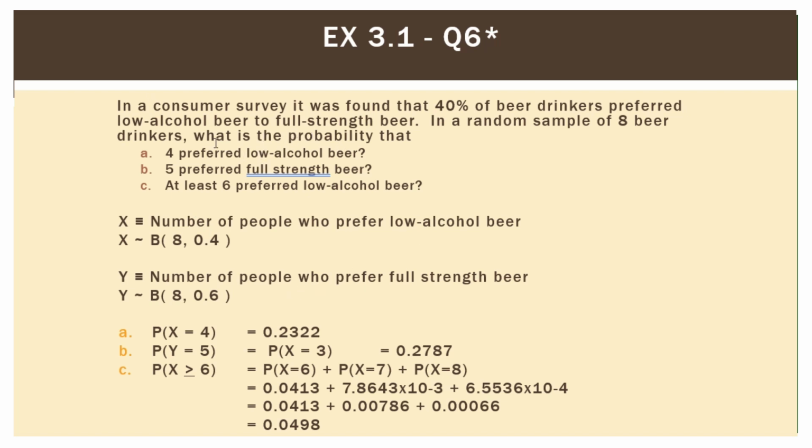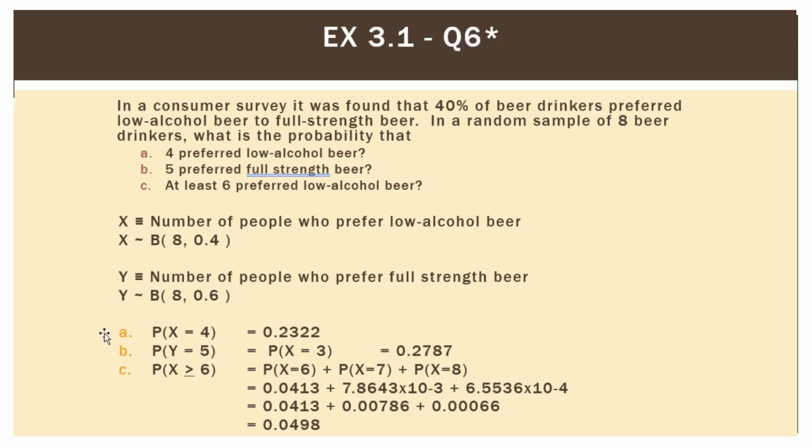Number of people who prefer full strength beer. So you have two events here altogether. All right, so this is not so difficult as well. You write down two, one will be X, one will be Y. Then for the distribution, one will be X, one will be Y. Then you just follow accordingly.